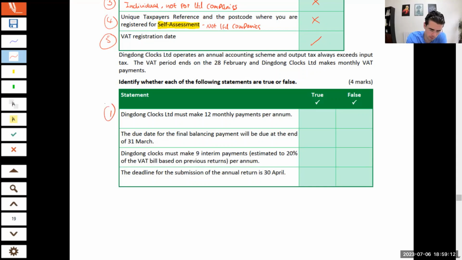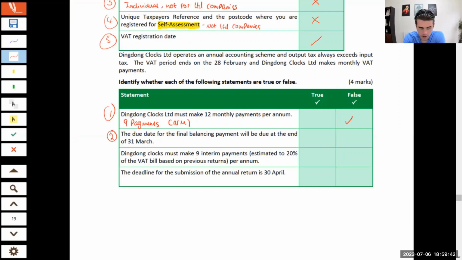Statement number 1. Ding Dong Clocks must make 12 monthly payments per annum. Basically means per year. Yeah. Well done, Donna. Well done, guys. Yeah, it's false, isn't it? They will make 9 payments, again, as confirmed in the reference material.